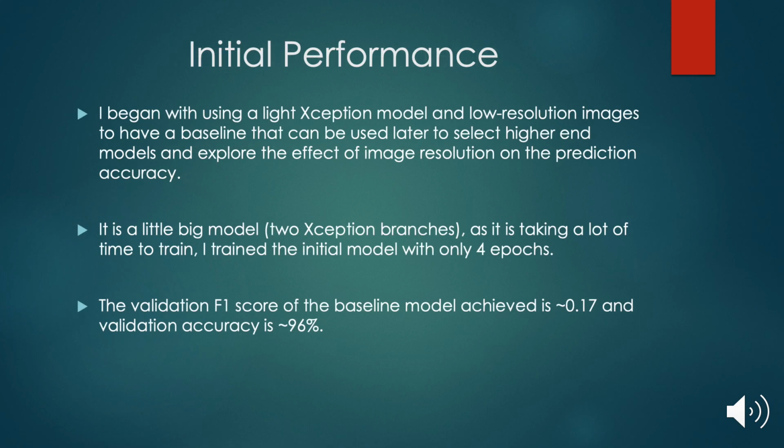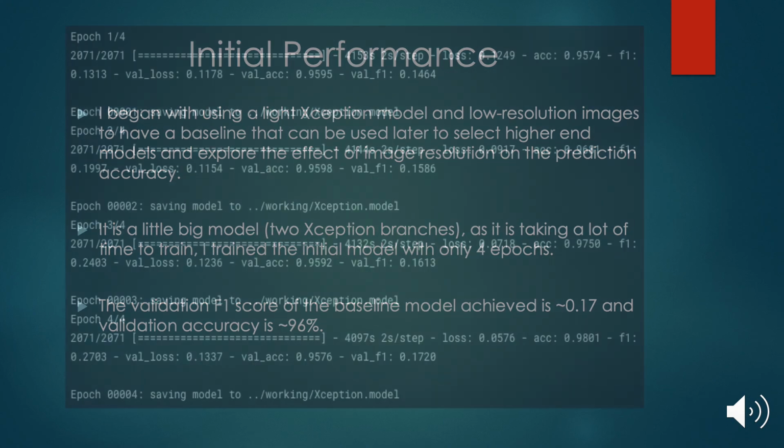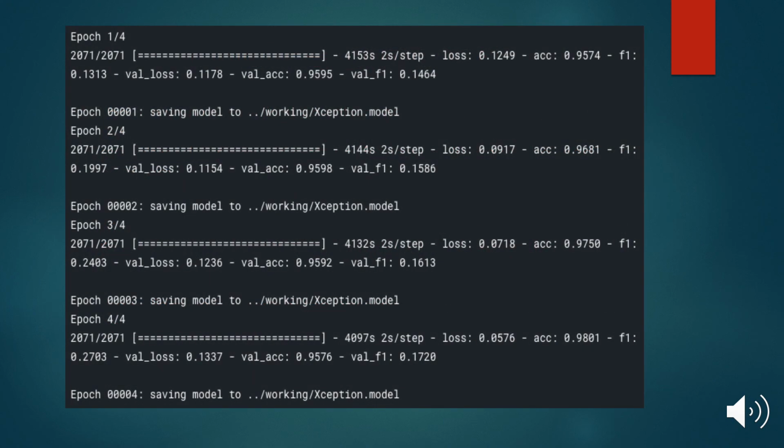Talking about the initial performance, I began with using a light Xception model and low resolution images to have a baseline that can be used later to select higher end models and explore the effect of image resolution on the prediction accuracy. It is a little big model with two Xception branches, as it is taking a lot of time to train. I trained the initial model with only 4 epochs. The validation F1 score of the baseline model achieved is approximately 0.17 and validation accuracy is approximately 96%. Here are the results for 4 epochs.